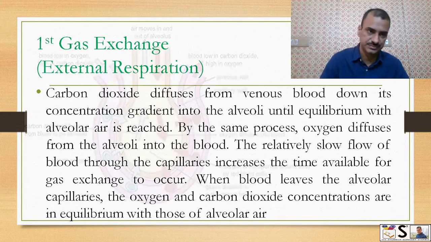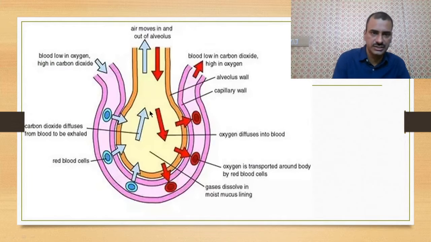Here you can understand with this diagram. This is alveoli, this is blood vessels. Here this blood vessel contains a high level of carbon dioxide which goes into the alveoli, and the oxygen which is in higher concentration in the alveoli goes into the blood vessels.